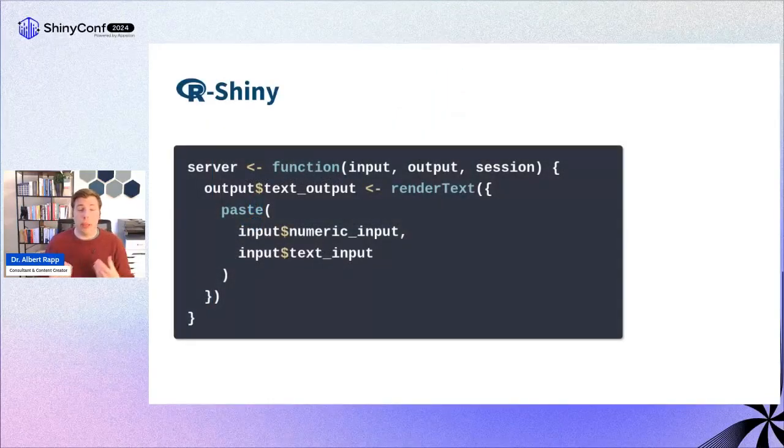So how about making stuff happen inside of the server? If you want to render an output, you will have to do an output$ID, and then assign a render text call to this. And then inside of this render text, you basically just stick in a function or a whole lot of expressions, and the result of that is what is passed to the output.